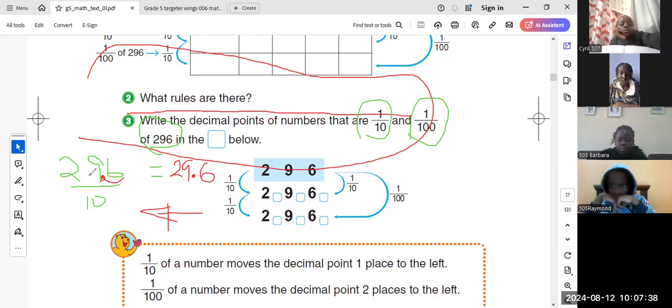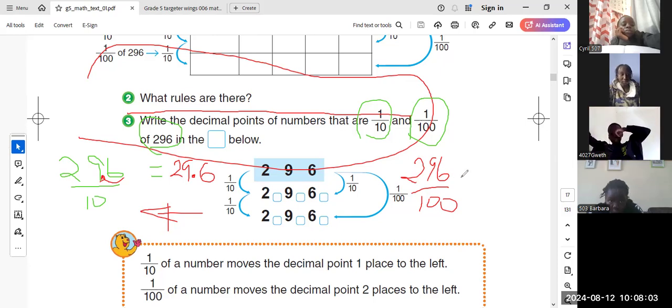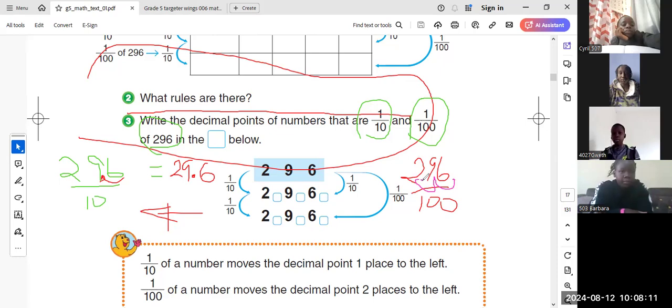Now, when you divide the same number, 296, by 100, what will you get? What will you get, Raymond? 2.96. Good. Why are we getting 2.96? We are getting 2.96 because the decimal place is initially here. Because we are dividing by 100, it has to move 2 places to the left. And that's why we end up with 2.96.